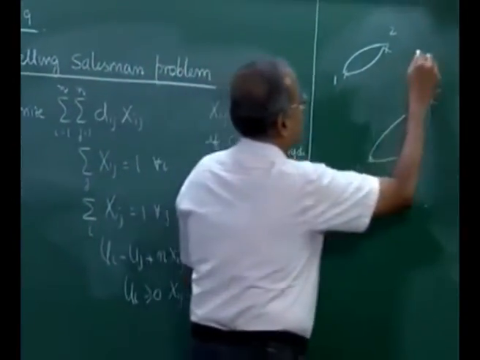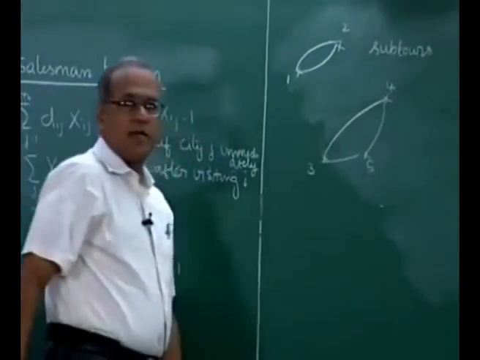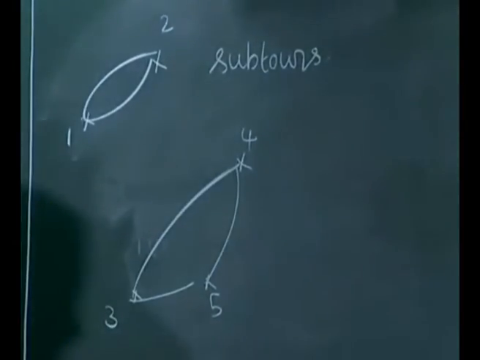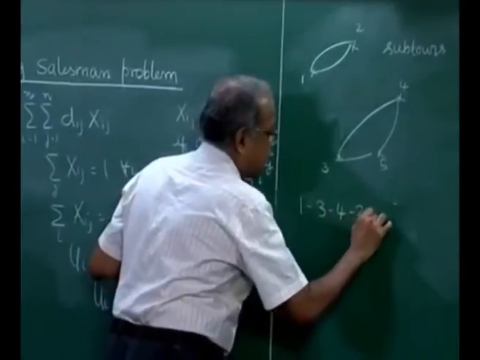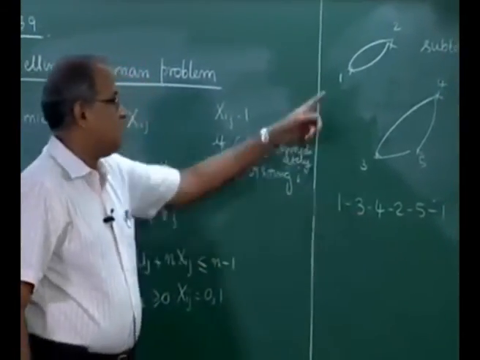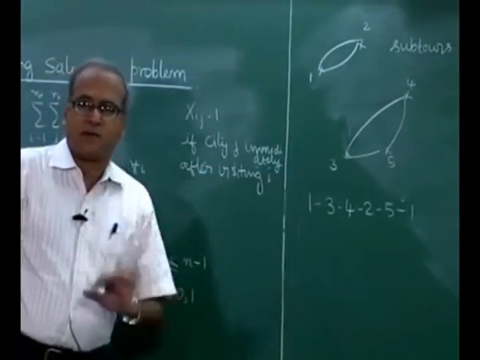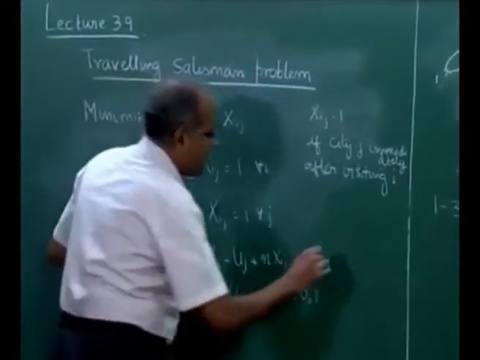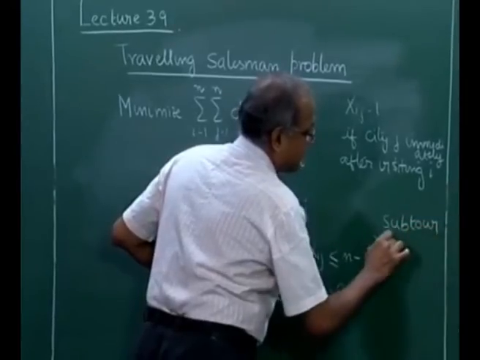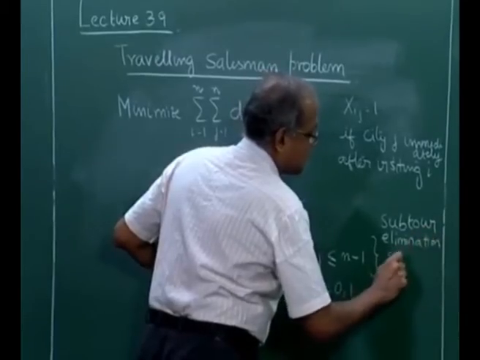Now things like this are called subtours and these have to be eliminated. The solution to the TSP is always a full tour, which means you will have a solution like 1, 3, 4, 2, 5, 1. This is called a full tour. 1 to 2, 2 to 1, 3 to 4, 4 to 5, 5 to 3 is called a subtour. So we need this, plus we have what are called subtour elimination constraints.